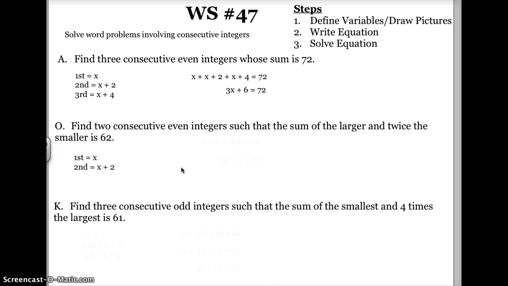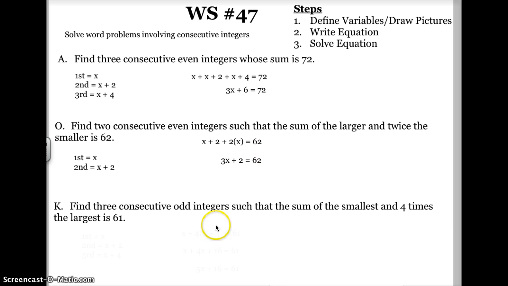Now the reason I'm doing x plus 2 is if I just pick an even integer like 12, the next even integer after that would be two more than that. So that's why I got my x and then x plus 2. Now, in this case, it says the sum of the larger and twice the smaller is 62. So the larger is x plus 2, and twice the smaller is 2 times x, and that is equal to 62. Now if I combine my like terms on that problem, I'm going to get 3x plus 2 is equal to 62. And again, now I have a simple two-step problem that you should be able to solve.